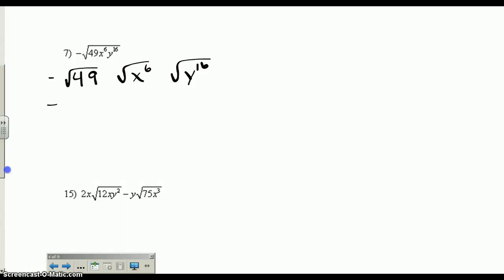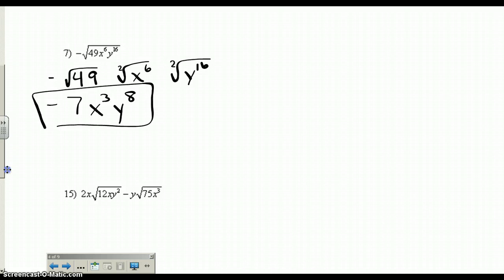So now the square root of 49 is just 7. How many times does 2 go into 6? Because the square root is actually like this invisible 2 right here. So how many times does 2 go in 6? It goes in 3 times. And then how many times does 2 go into 16? Well, it goes in 8 times. So that's my final answer. Let's go down to 15.